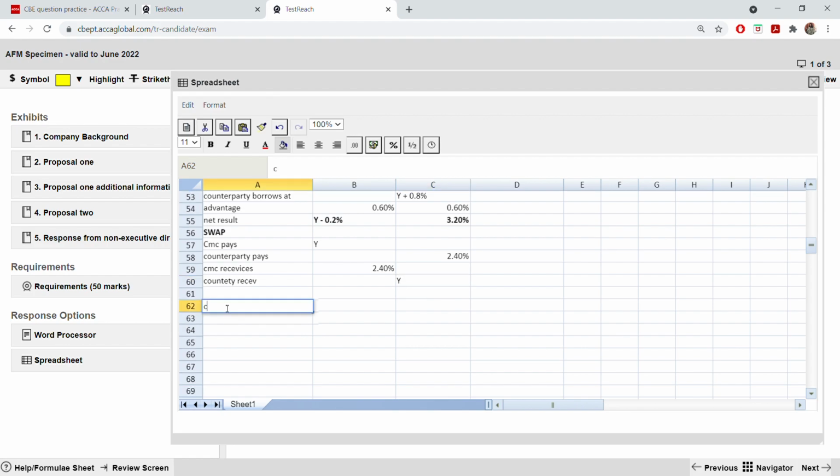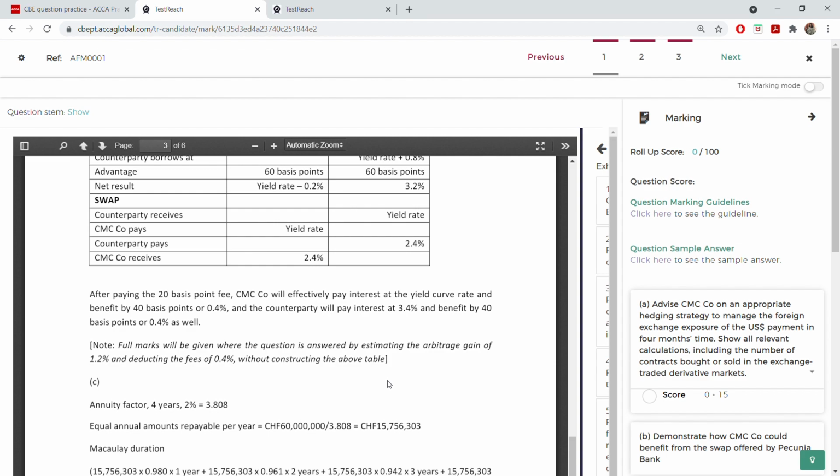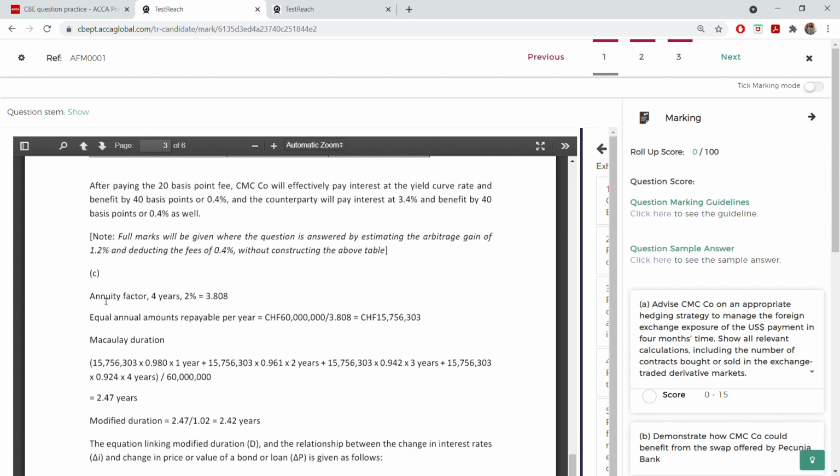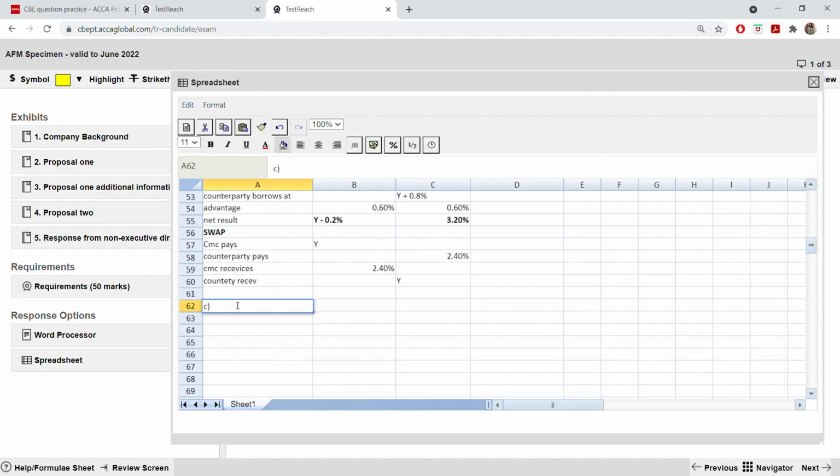Now this is C. Make sure that you are writing it as C. Let's see. So for modified duration, you need these things. One is the annuity factor and one is the percent rate. Because you are paying interest on a loan, equal annual installments for 4 years. That's why 4 years, and the rate of 2% is given already. So annuity factor is for 4 years, 2%.